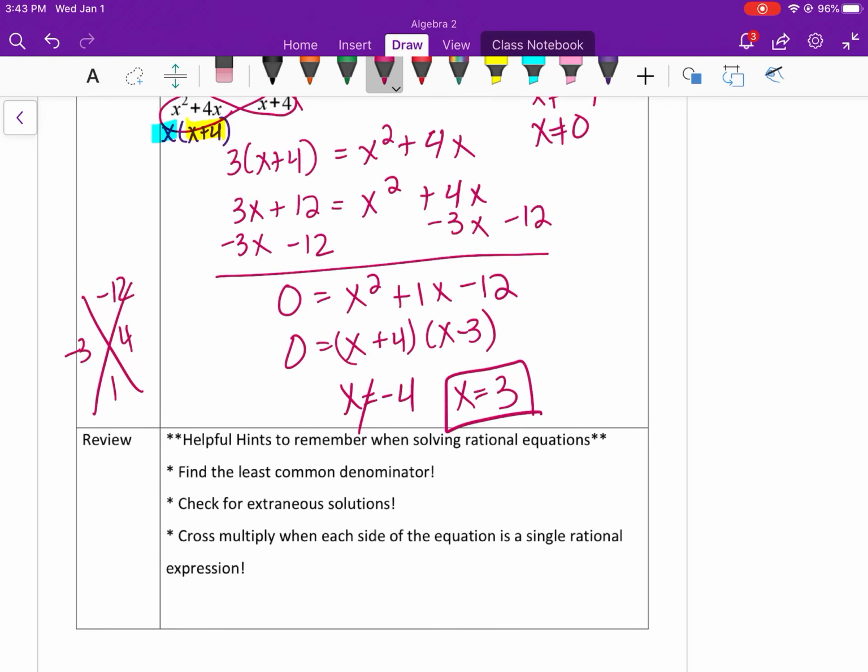So find the least common denominator. It's a helpful hint. Make sure you check for extraneous solutions. Make sure that when you plug them back in, you're not dividing by 0. It's a restriction.